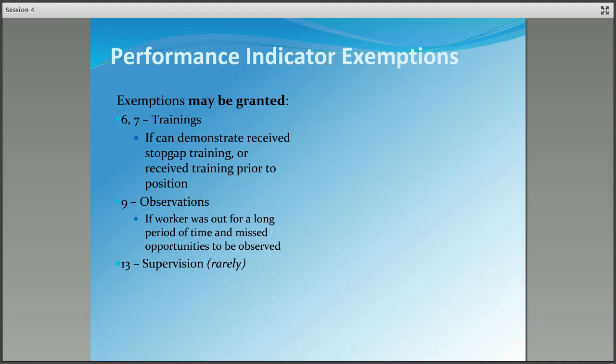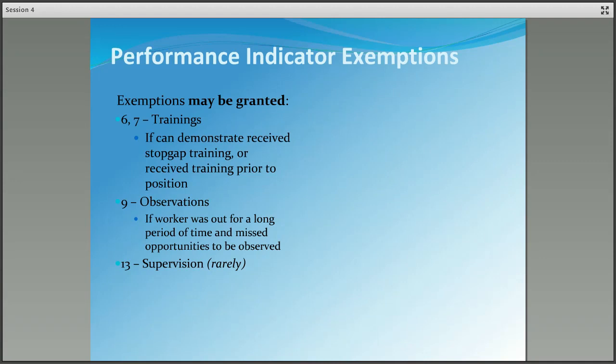For observations, an exemption may be granted if a worker was on leave for the program for a long period of time and missed several opportunities to be observed. Supervision exemptions are rarely given, as there are some other factors built into the report to only look at weeks when a worker was not on leave. However, there may be some occasional exemptions.